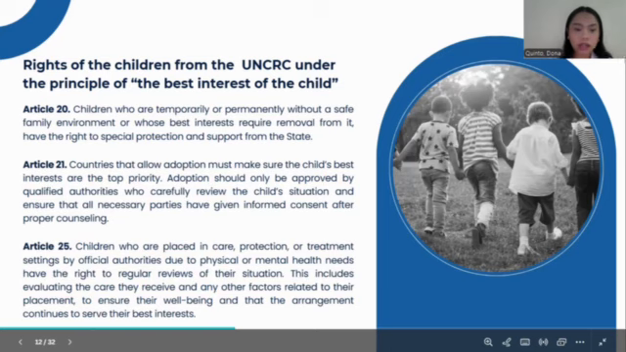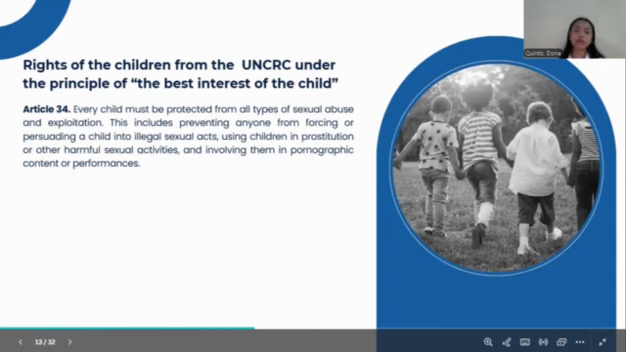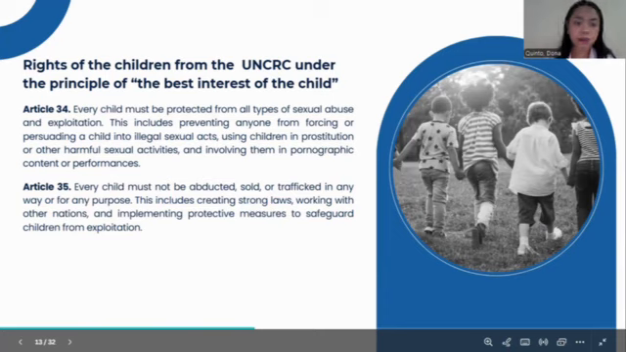And Article 25, children placed in care for physical or mental health reasons have the right to regular reviews to ensure their treatment and living conditions continue to support their well-being and best interests. Article 34 is under the best interest of the child because it states that children must be safeguarded from all forms of sexual abuse and exploitation, as protecting their dignity, safety, and emotional well-being is essential to upholding their best interests. Article 35, children must be protected from abduction, sale, and trafficking through strong laws and international cooperation, as safeguarding them from exploitation is essential to upholding their best interests and ensuring their safety and dignity.